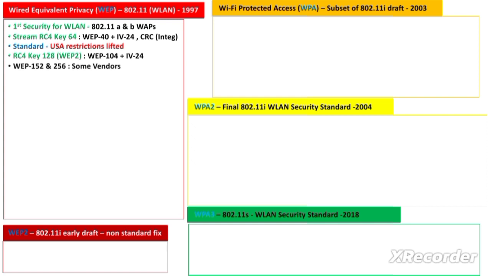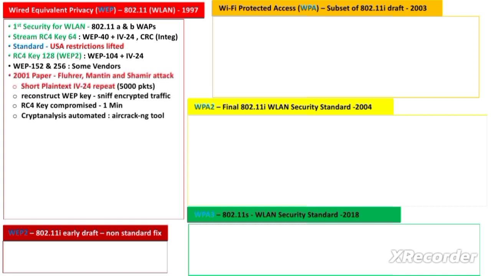Other versions were also introduced by some vendors of wireless access points, but these were not widely adopted. And these were WEP 152-bit and 256-bit.